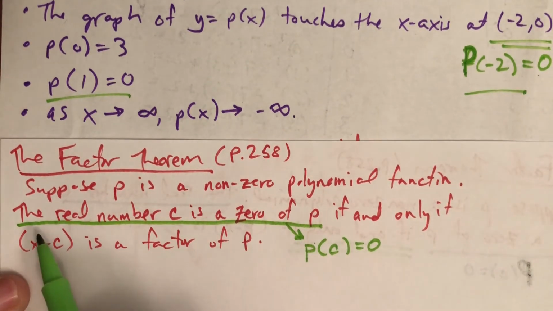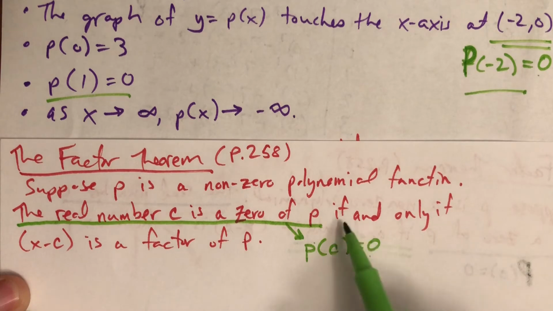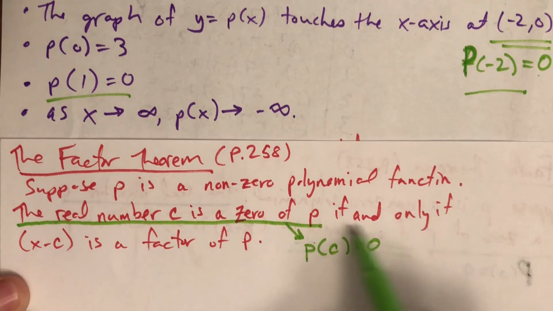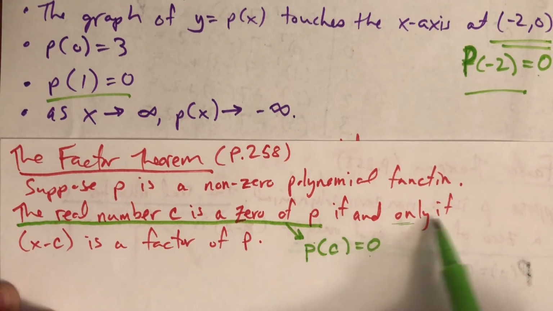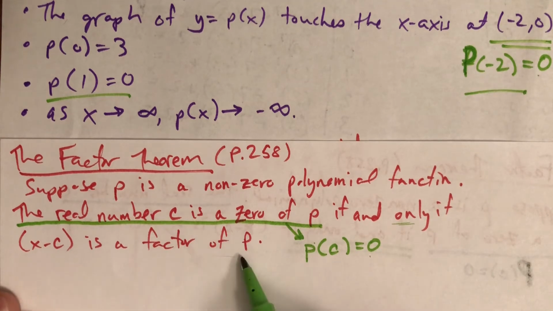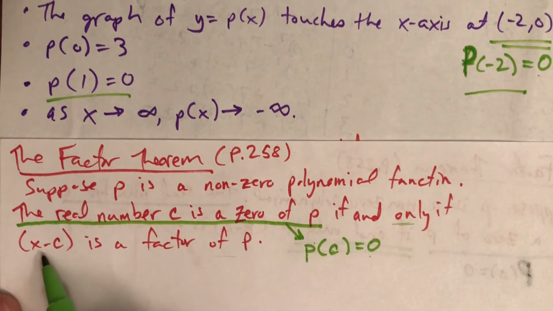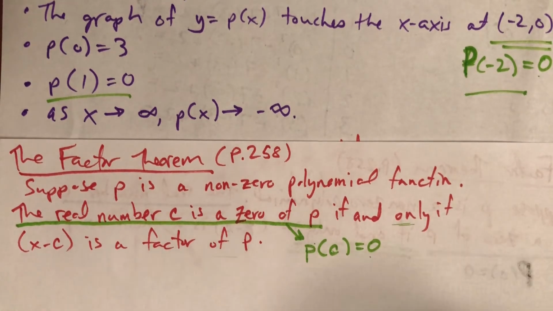So p of c equals 0 if and only if x minus c is a factor of p. In math, if and only if means that these two statements are interchangeable, that they mean the same thing. So x minus c is a factor of p means p of c is equal to 0, and the other way around too. If p of c is 0, then x minus c is a factor of p.